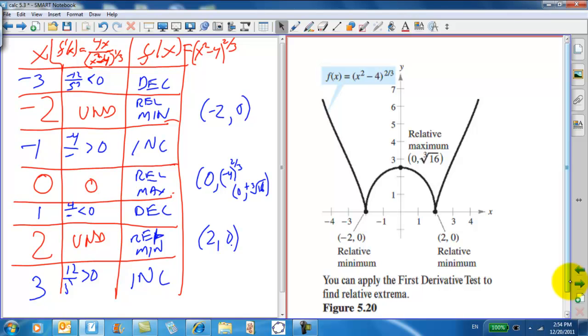How does this check out with our picture? Great. Notice here we've got some sharp corners because that's where the derivative is undefined. And here we have a 0 slope. Those were our candidates, our critical numbers. And in each case we saw a change in sign in the derivative. Notice the original function isn't changing in sign, it's always positive. But the derivative is changing sign.